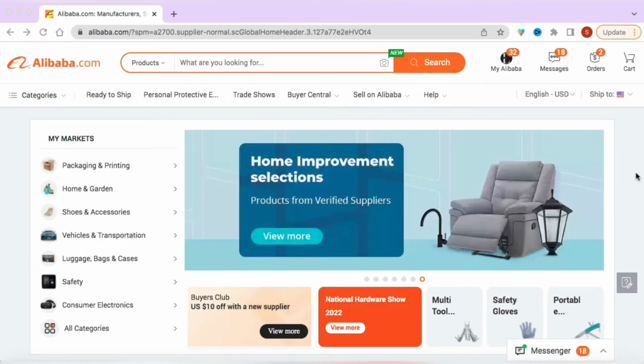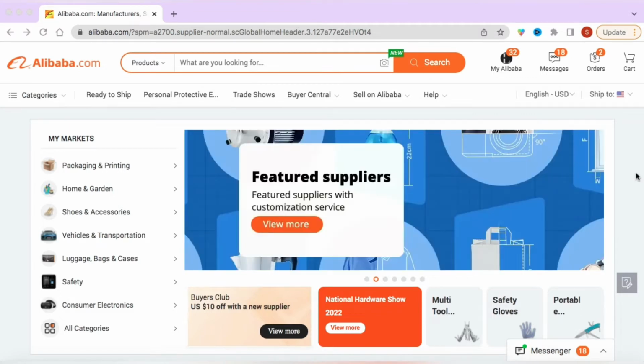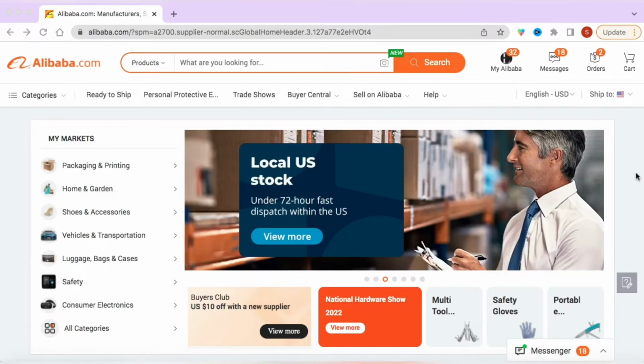So what is a trade assurance supplier? This is a supplier who offers further protection on the platform when making bulky purchases, right? So for example, if any issue arises concerning your product quality, your order quantity, or your shipment date which you agreed with your supplier, Alibaba steps in and mediates the whole thing.